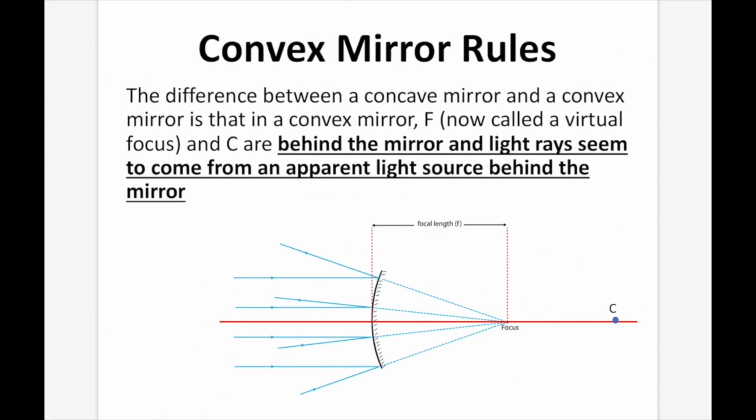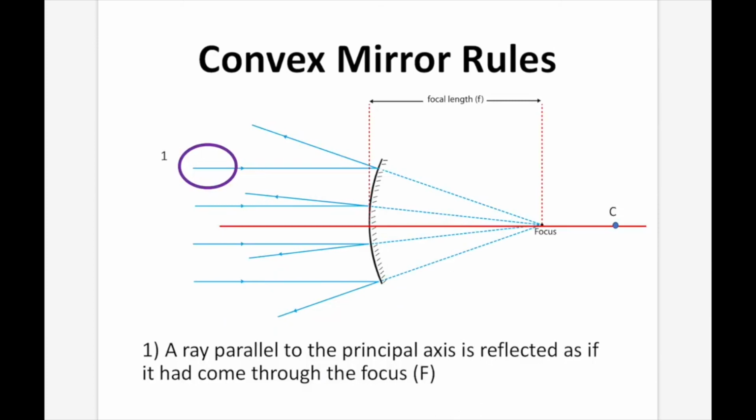Now, the difference between concave mirrors and convex mirrors is that in a convex mirror, F, now called the virtual focus, and C are behind the mirror, and light rays seem to come from an apparent source behind the mirror. Different from a concave mirror, where we're creating a real image from real light rays. Okay, so just like for concave mirrors, we have some rules for convex mirrors.